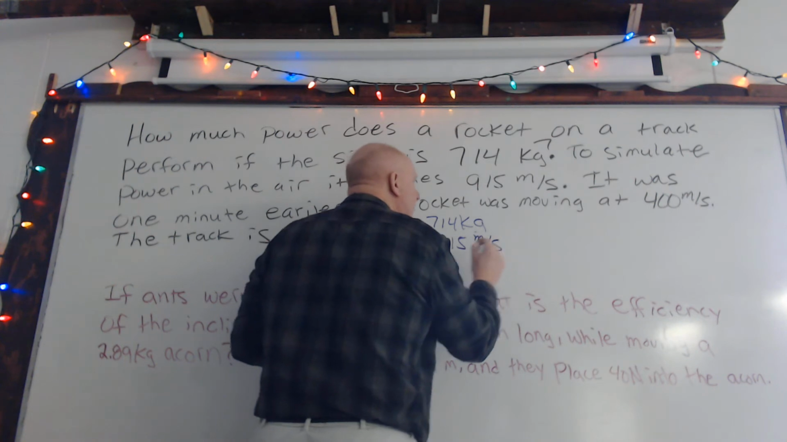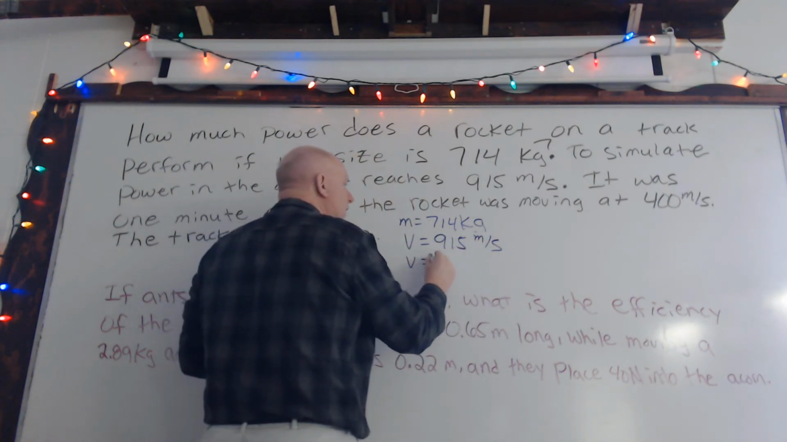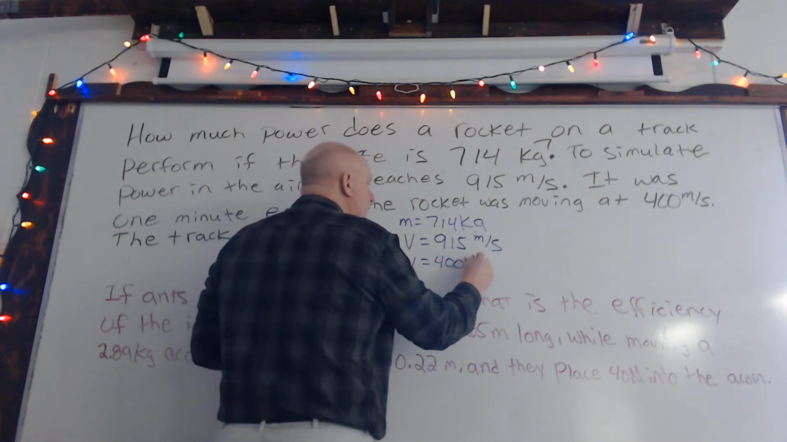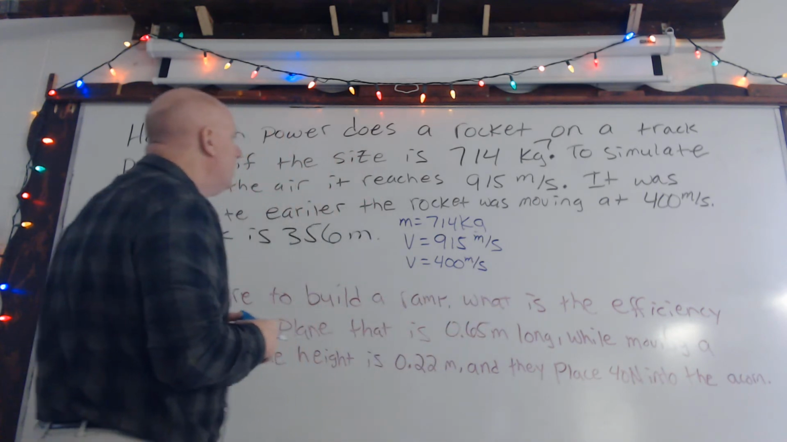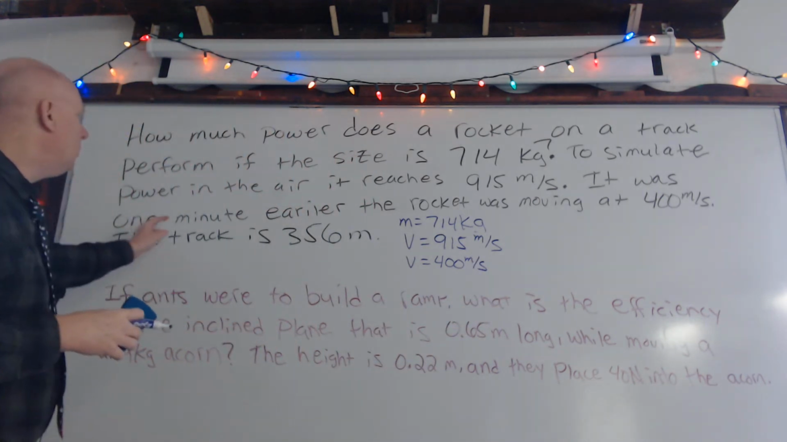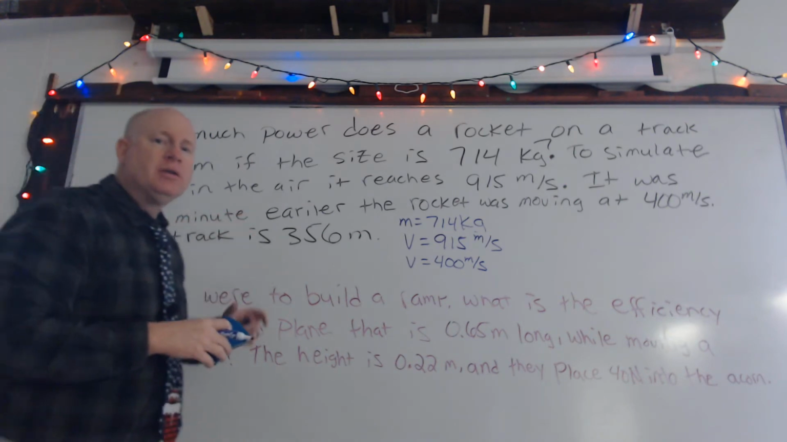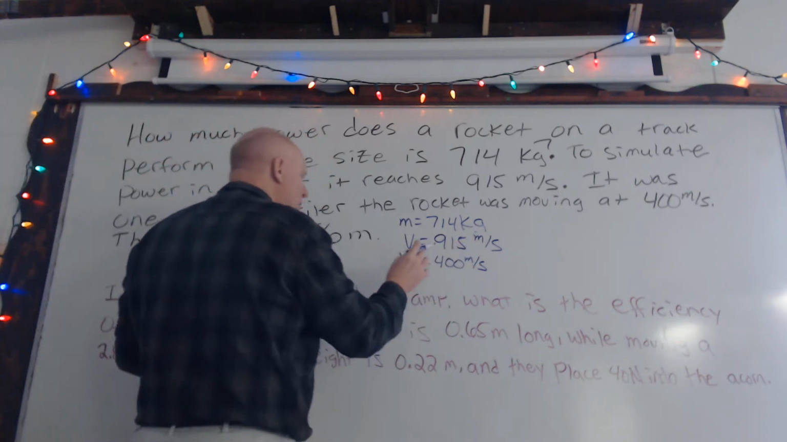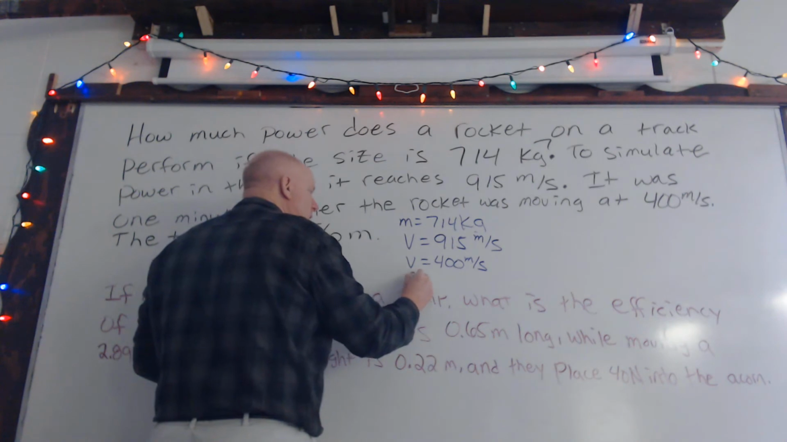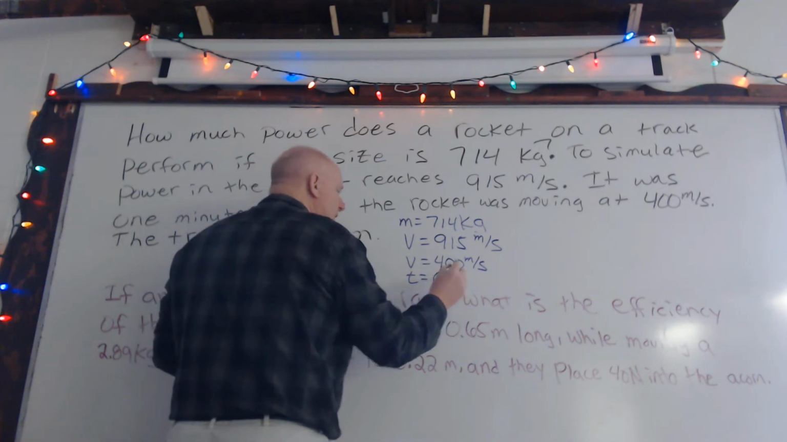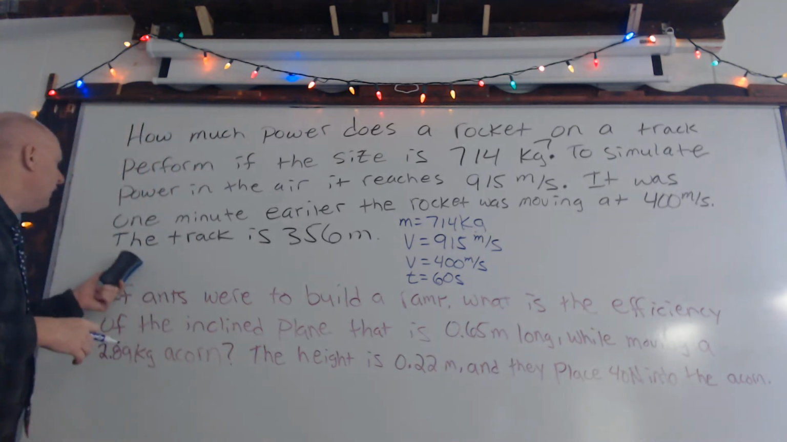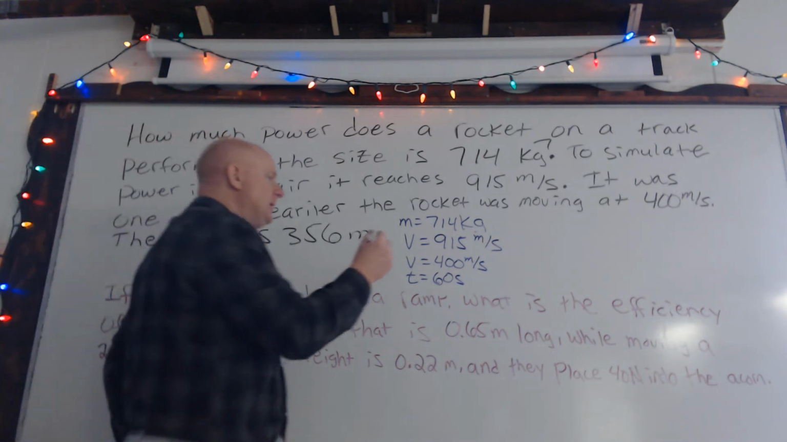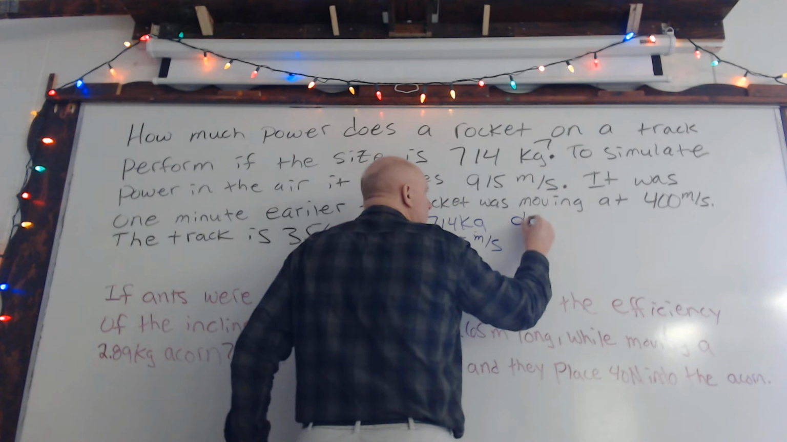Meters per second, and then a second velocity. We're not too concerned about which one's which at this time. And then it goes on to talk about a 1 minute time frame. So we've got 60 seconds, or 1 minute. So our time equals 60 seconds. And then any other information that we see is the length of this track was 356 meters. So that's our distance.